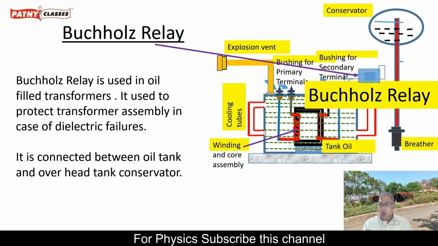When the Buchholz relay operates, a whistle or alarm will be given automatically, so that the operator will come to know a certain fault has taken place. And whenever the Buchholz relay operates, the circuit breaker will also operate and shut down the entire system, so that you can protect the transformer from damage.